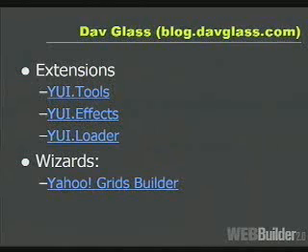He wrote a loader for pulling in requirements in a more systematic way. Lots of effects. He's really trying to duplicate a lot of the effects that are pre-canned with the Scriptaculous type library. And then a bunch more tools extending some of the primitive functionality. And then he has this grid builder for our CSS grids component that we released.